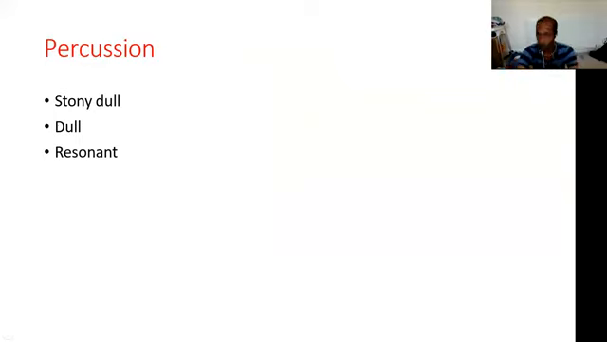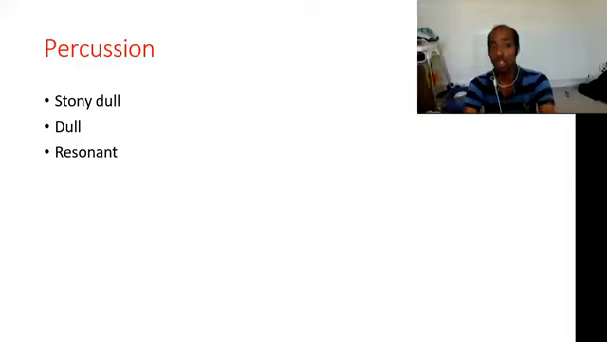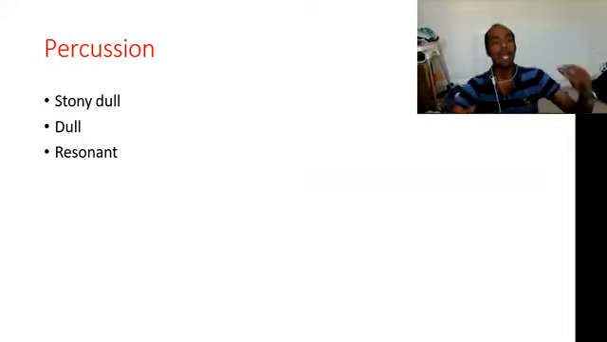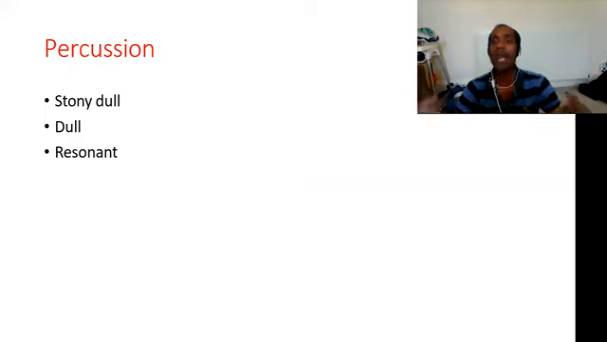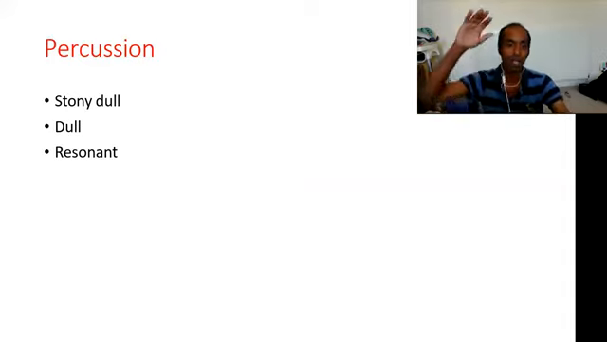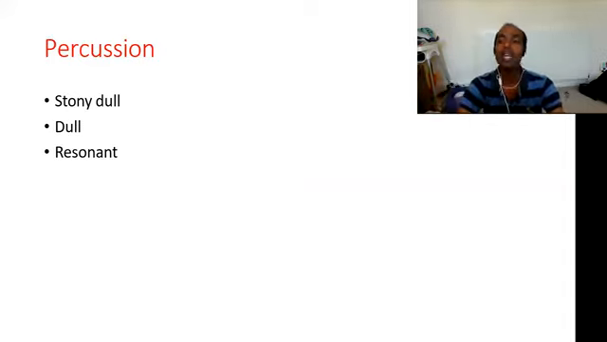Now, percussion can be of 3 types. 4 types actually, starting with normal. You can have normal percussion. You can have stony dull percussion, or resonant percussion. Resonant percussion is like hitting a drum. I don't know whether Temia is around. Probably not. He's probably sleeping or playing baseball or something. But basically, it's like hitting a drum. So there is resonance.